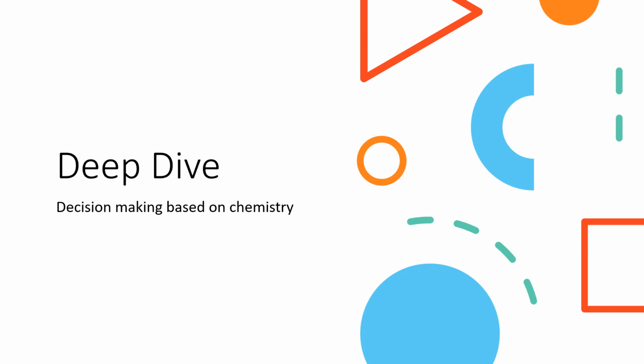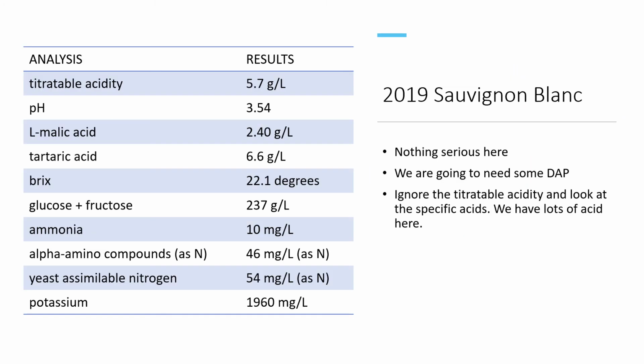As a bonus portion here, we're going to go into a deep dive, and I'm just going to talk through some decision making based on chemistry. Taking a look at our 2019 Sauvignon Blanc, I'm putting some eyeballs on this report, seeing if I see any red flags. TA looks good, 5.7. pH is a little surprisingly high, but I love that 6.6 grams a liter tartaric. That's a fresh looking number to me, and close to 2.5 grams a liter of malic, none of which is going to go away because we don't put this wine through malolactic fermentation.